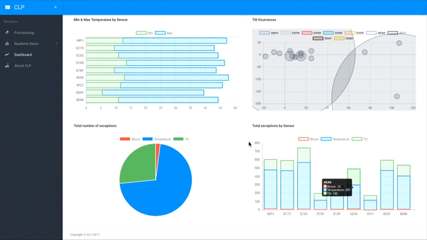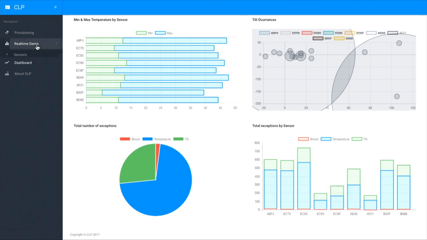So you can see if you have a particular package that's been getting a lot of temperature exceptions or tilt exceptions. You can see most of those exceptions are temperature exceptions because we've been running this for real out in the demo booth, and we've been putting these sensors in the cooler a whole bunch, showing it off to people.